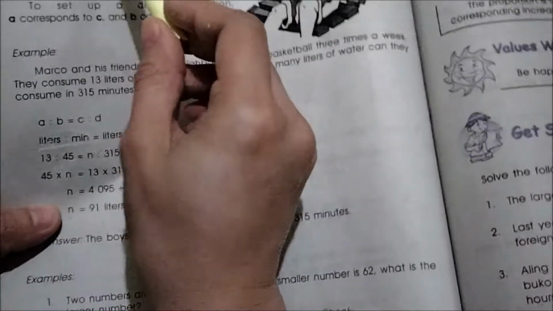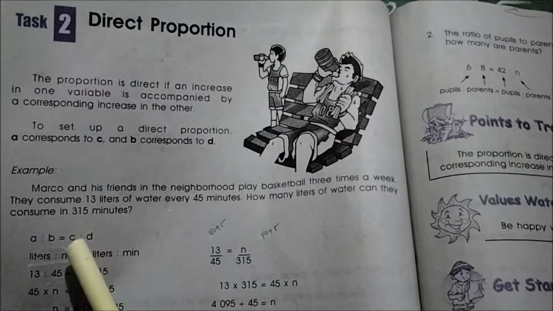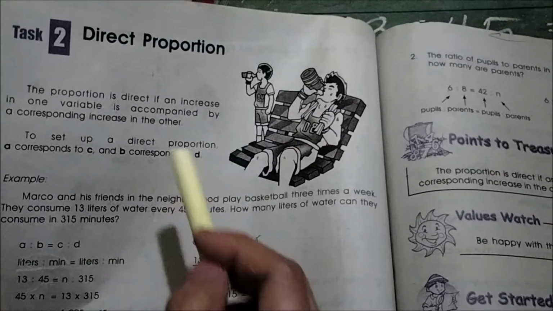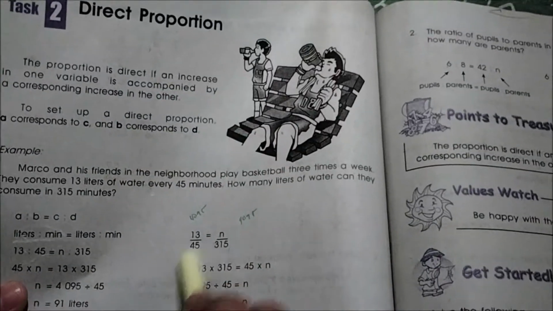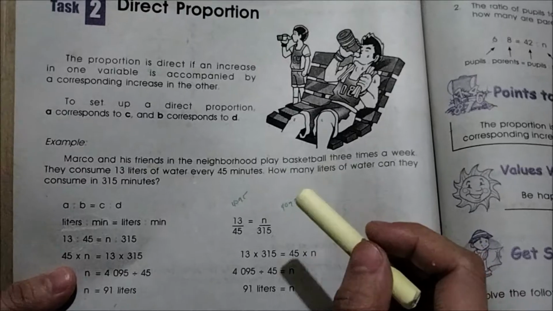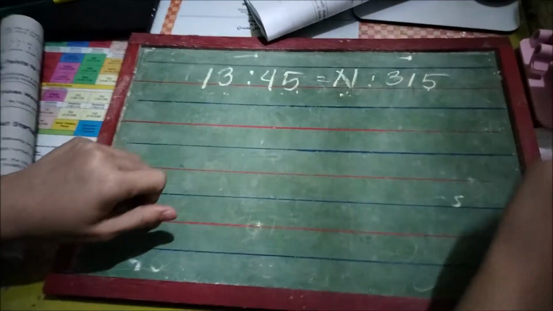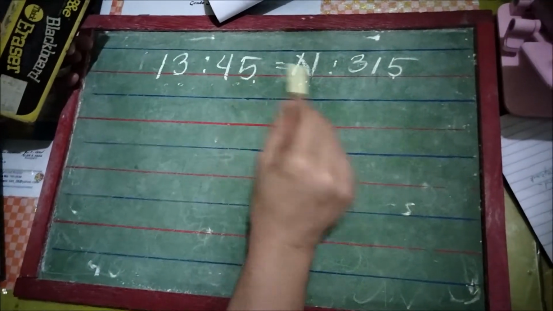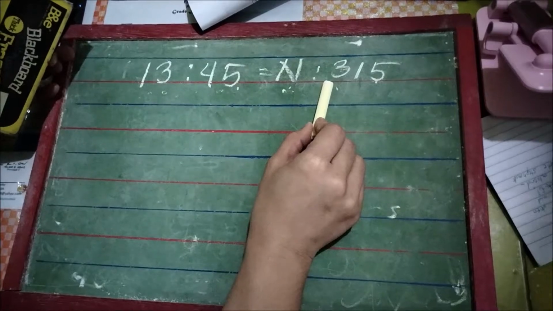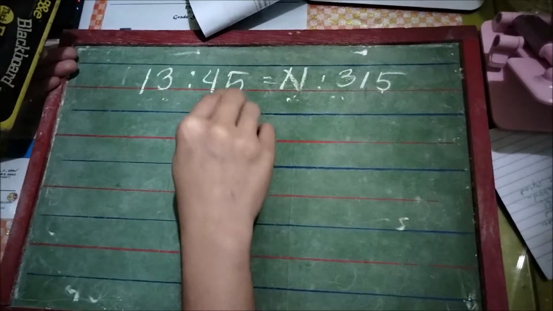How will you know that it is a direct proportion? It's because based on the problem, there is an increasing effect. Actually, direct proportion also happens if there is a decreasing effect of one variable compared to the other variable. But in our example, it is increasing. Now, let us solve for our missing variable. To solve for our missing variable, you can use the ratio form or you can also use the fraction form. Let us first have the ratio form.